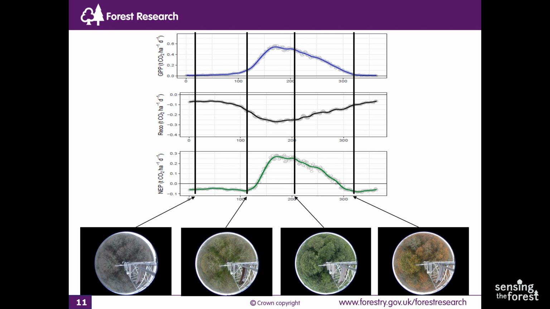pumping carbon dioxide out. At some point in the spring, the forest greens up, and the balance of the net losses through respiration and the net gains through photosynthesis shifts, and the forest becomes a net sink for carbon dioxide. So it's drawing down carbon dioxide from the atmosphere, and that continues over the summer until at some point in the autumn or the early part of winter, the forest reverts back to being a net source for carbon dioxide. And this is what we call the net carbon balance.